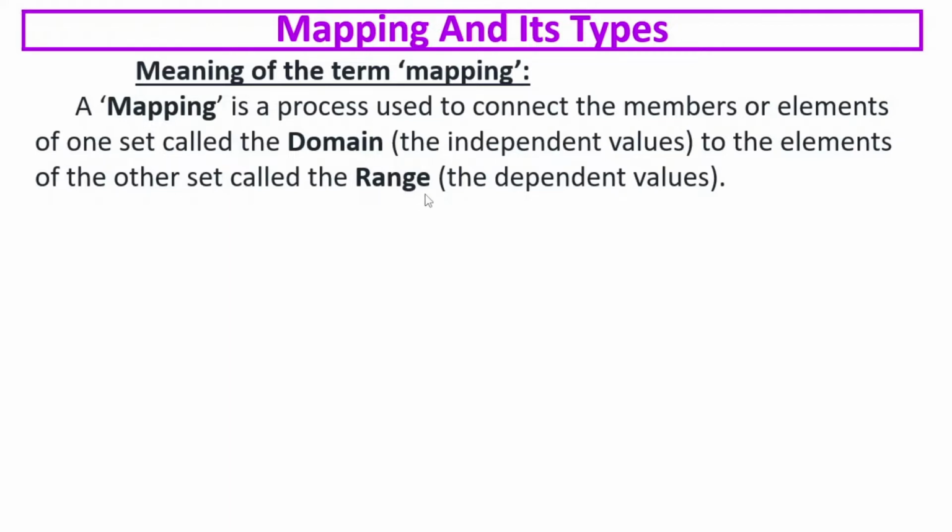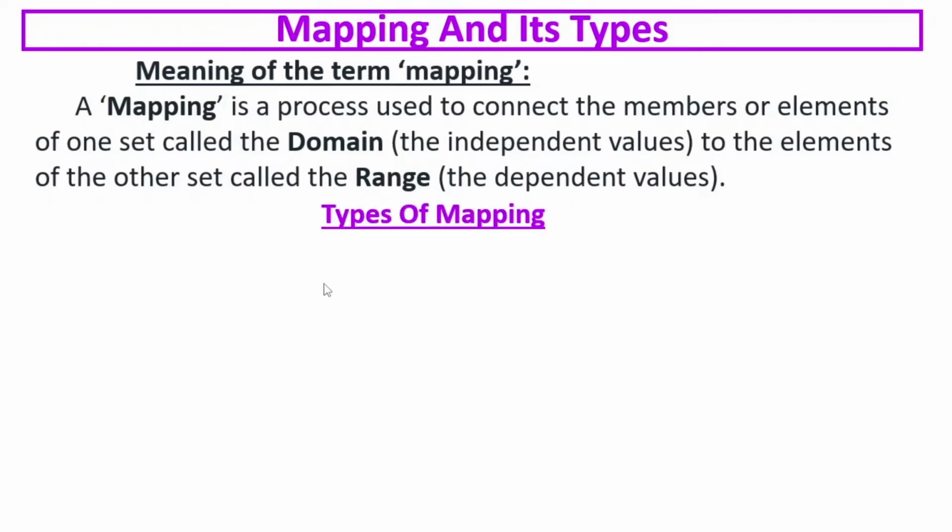So there will be a total of two sets. The first one will be named domain and the second one will be named range, and both will be having some members or elements. And through the process of mapping, we will be connecting the members of the domain set to the members of the range set. Okay, so this is just the definition of the process mapping. In case you are not clear with this process, don't worry. We will be taking up different types of mapping and you will be seeing concrete examples, so it will be very clear to you.